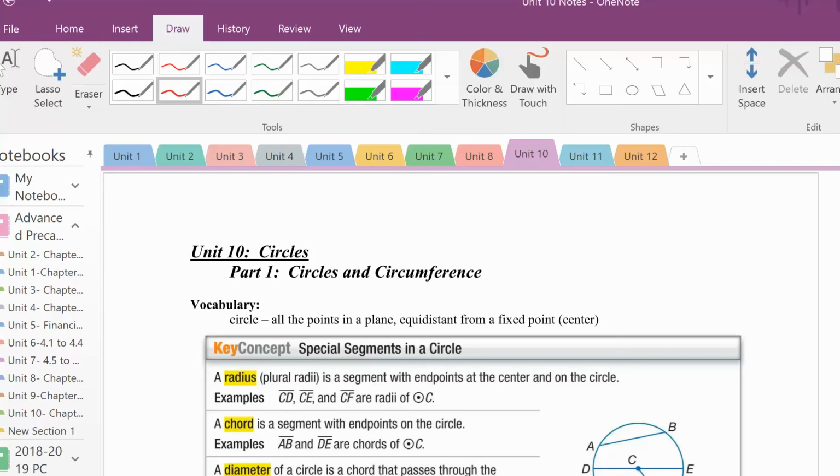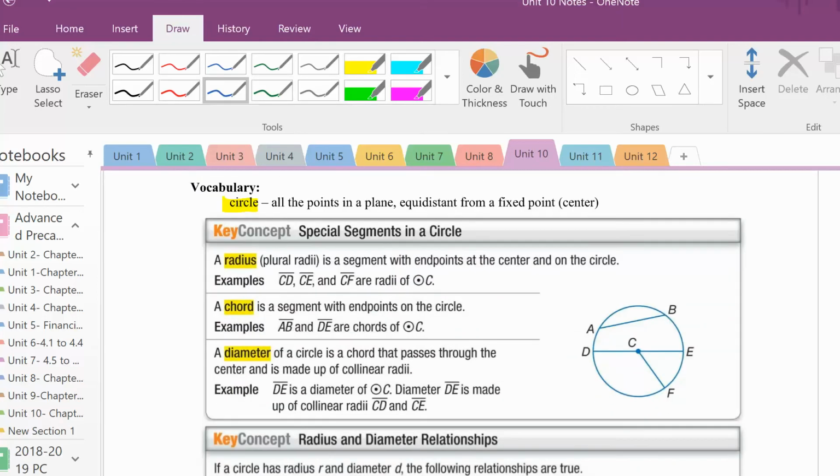So for Part 1, a couple vocabulary words. The first one is a circle. And a circle is all the points in a plane that are equidistant from a fixed point, which we call the center of the circle.